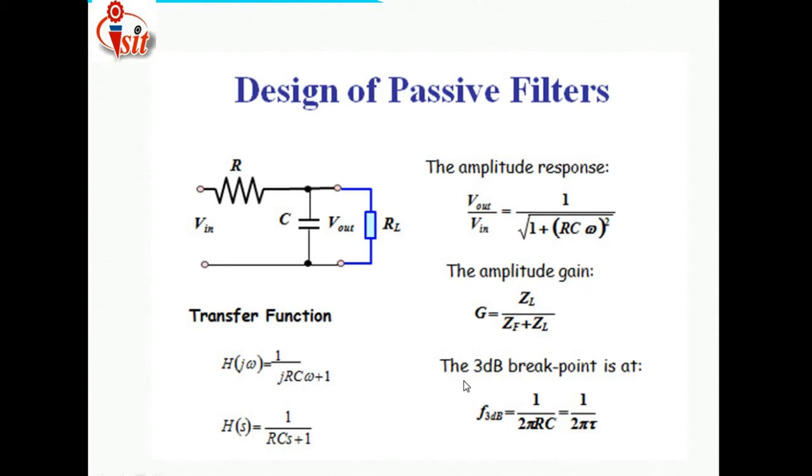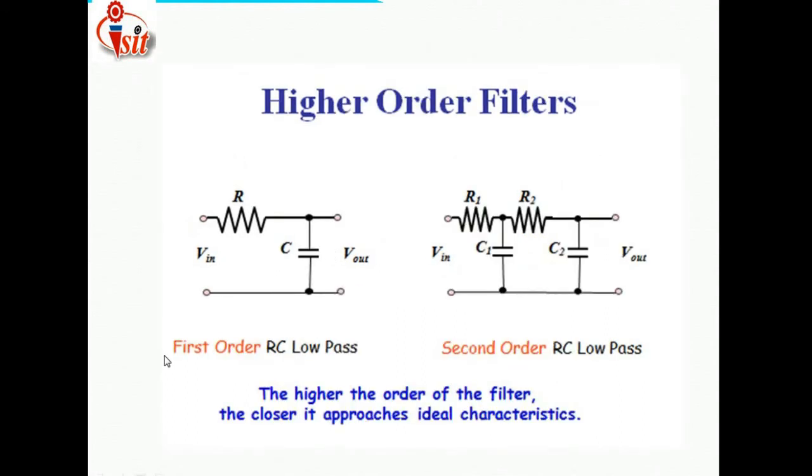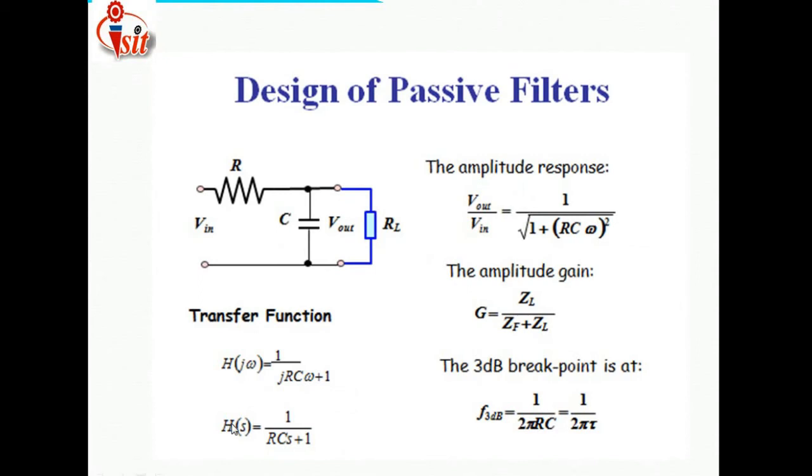In this, the 3 dB gain value is a breakpoint value, and that breakpoint value is calculated by the formula: the frequency at 3 dB is equal to 1 upon 2 pi RC, and we know very well that the RC factor is nothing but the tau factor. For that purpose, RC is replaced by the tau factor, and the formula becomes 1 divided by 2 pi tau, and the total transfer function related to that factor is H(s) is equal to 1 divided by (RCs plus 1).